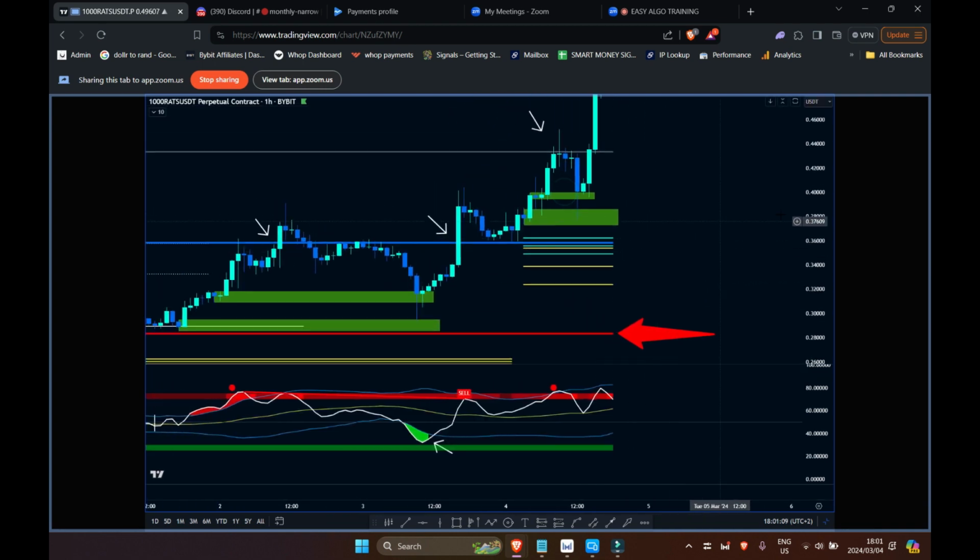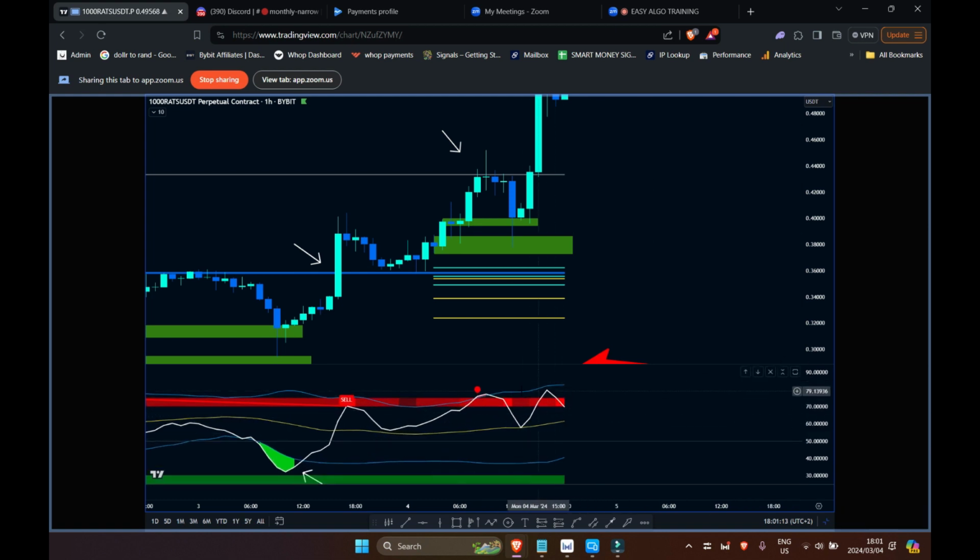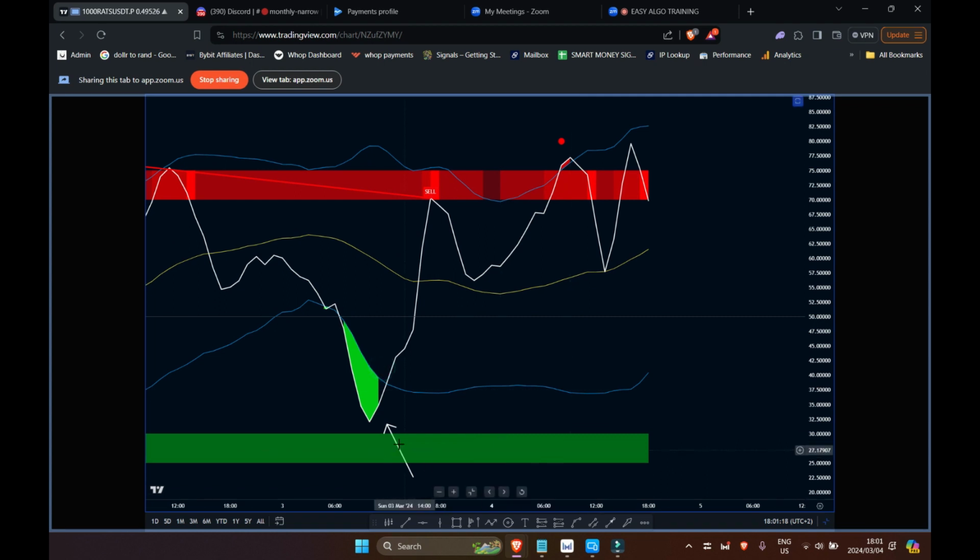So you can see at this point over here, price was very high up. It wasn't anywhere near the bottom. So this can also show strength. As soon as price hits this bottom, this is where we can catch the reversal at the furthest point.